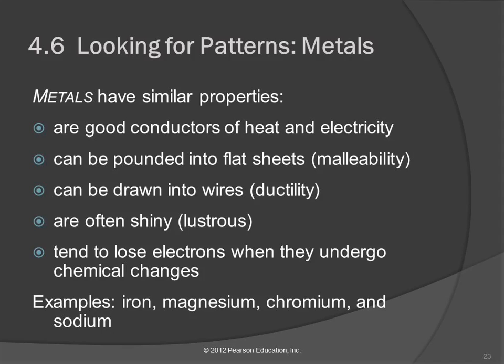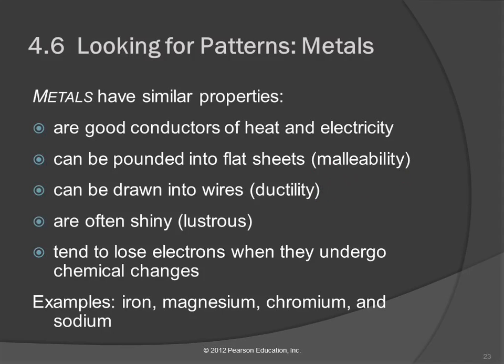So, metals have some similar properties, and many of these will be pretty familiar to you. They're good conductors of heat and electricity. That's why we use metals to make electrical wires. That's why we use metals for our cookware. It's because they conduct heat well. Metals can be pounded into flat sheets. That's a quality called malleability.